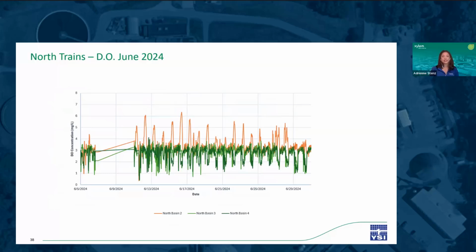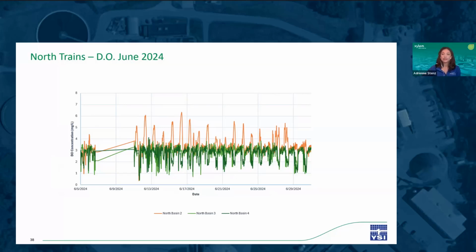These are the DO levels in the North aeration basins throughout the month, coming from a DO sensor located in the aerobic zone. This gap in data here is when the SCADA system dropped out. North Basin 2 is indicated by this orange line, which obviously jumps out at us since the DO levels seem excessively high in the basin, with an average around 3.5 milligrams per liter and peaks up to 6.